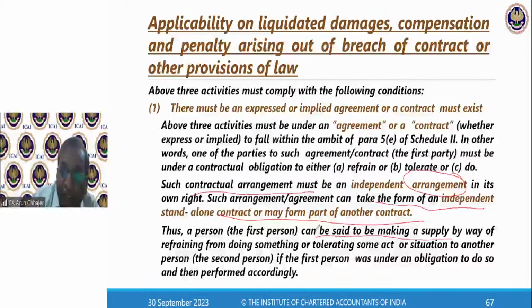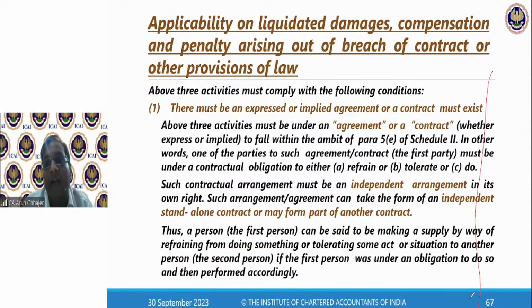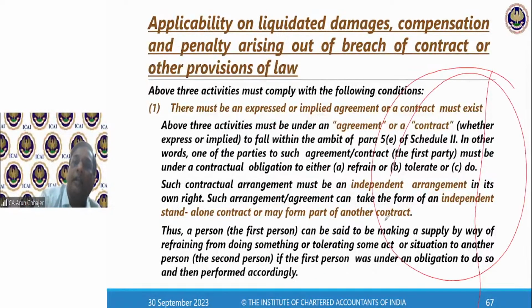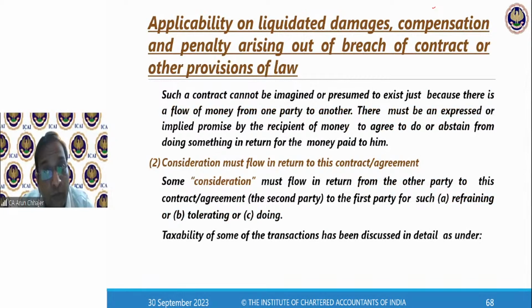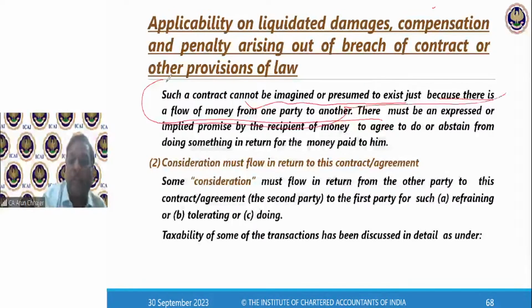Thus, a person can be said to be making a supply by way of refraining from doing something or tolerating some act or situation to another person if the first person was under the obligation to do so and performed accordingly. Now, why have they explained this? Because for multiple transactions they have explained, such as notice period, liquidated damages and cancellation charges, whether they would be taxable or not taxable in GST, this particular explanation is very, very important. Such a contract cannot be imagined or presumed to exist. Underline the words: cannot be imagined or presumed to exist just because there is a flow of money from one party to another. This wording is very, very important.